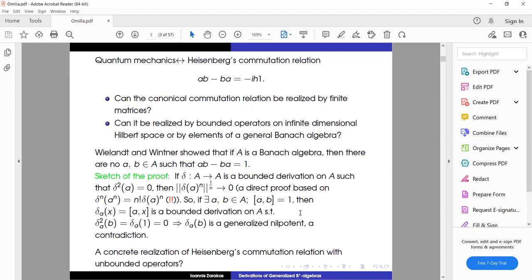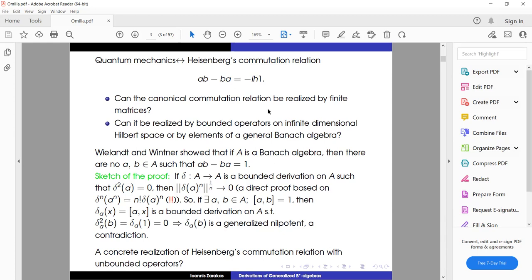Now, I will start by giving a window of how one can look at derivations in a natural setting via the Heisenberg commutation relation. And I will do so, of course, because it is well known to all of us, but also because I think it is interesting in connecting the derivation to a very important relation, this Heisenberg commutation relation, the commutator of a and b being the constant h-bar times 1, that is, minus i h-bar times 1. Okay, and one here, when seeing this Heisenberg commutation relation, has two natural questions.